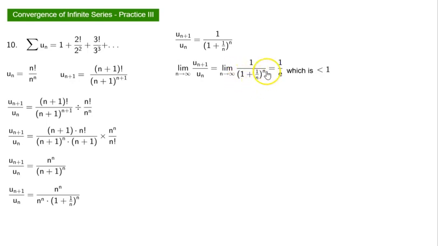Now do you remember this? The limit as n goes to infinity of (1 + 1/n)^n is the definition of e. So we have the limit equal to 1/e. Now 1/e is less than 1. So by the ratio test, the series u_n is convergent because the limit is less than 1.